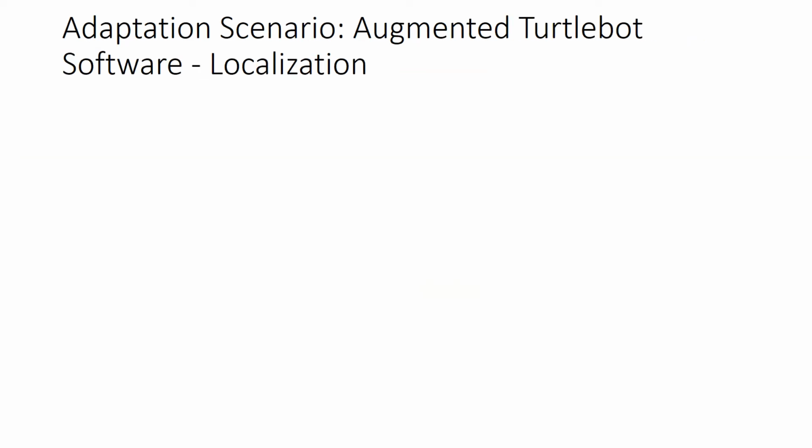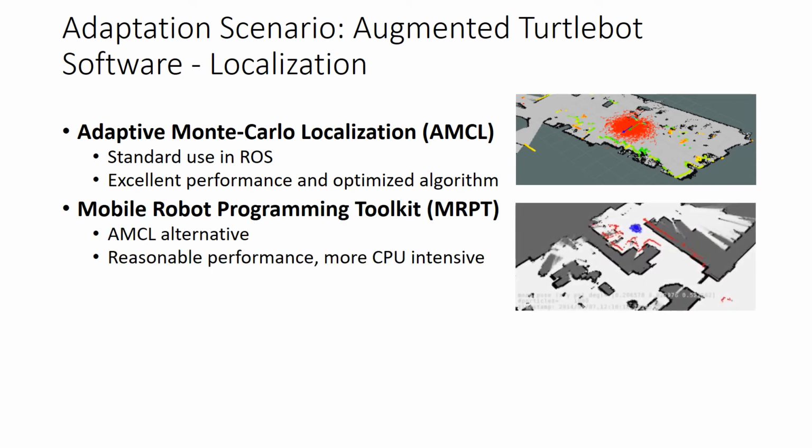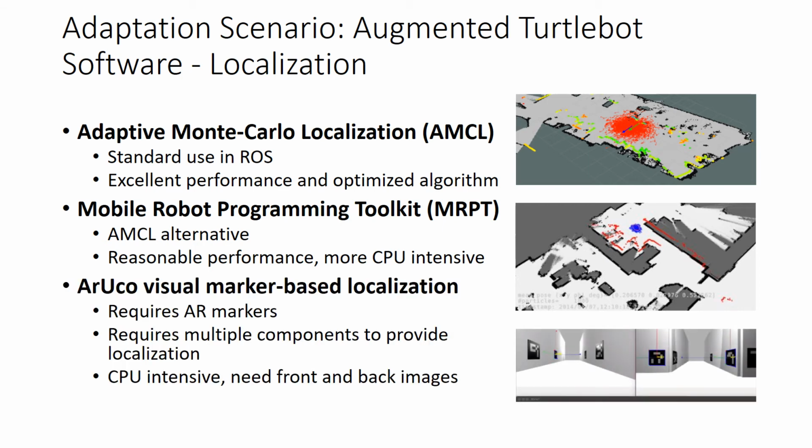When it comes to software, we focus on variation of different localization components available in ROS, which have different energy and performance trade-offs. The standard in ROS is the Adaptive Monte Carlo Localization, or AMCL, which has excellent performance and an optimized algorithm. Alternatively, we can use MRPT, which still has reasonable performance but is more CPU intensive. Finally, Aruco is a visual marker-based localization component which requires wall markers and multiple components to provide localization. It is CPU intensive and requires front and back camera images to determine the robot's position.